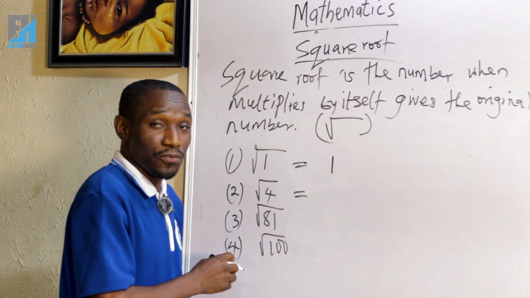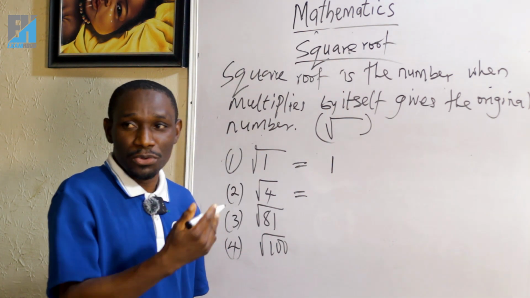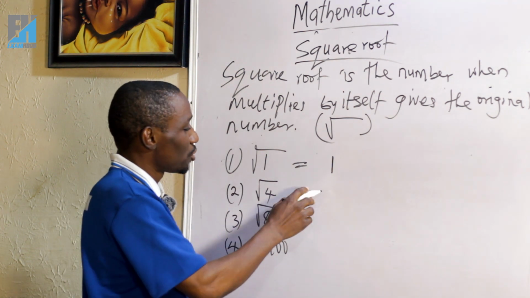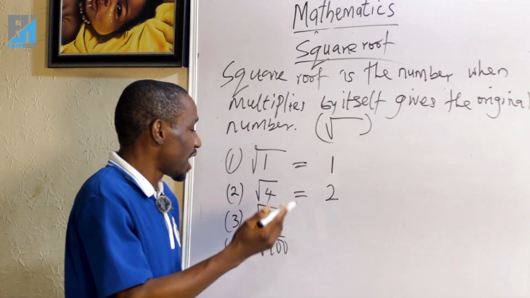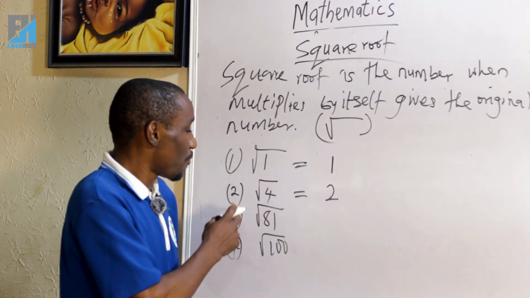What is the square root of 4? It means, what is that number when multiplied by itself will give you 4? You should know that it is 2. 2 times 2 gives you 4. Therefore, the square root of 4 is 2.